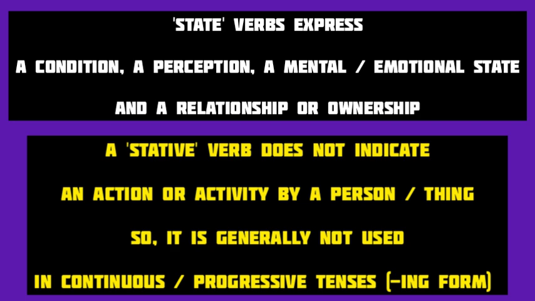In fact, a stative verb may express one of these four things. Number one, a condition or a quality. Number two, a perception. Number three, a mental or emotional state. And also a relationship or ownership. And since a stative verb denotes one of these four things and no action or activity, it's not used in a progressive tense. In other words, a state verb is not used in the ing form or present participle form.